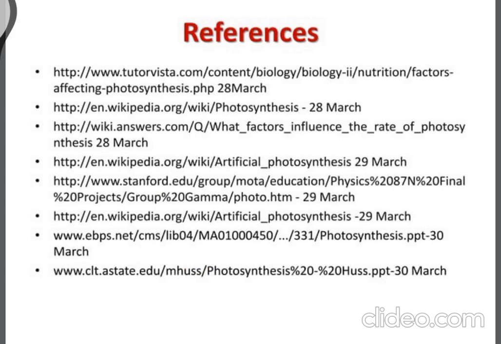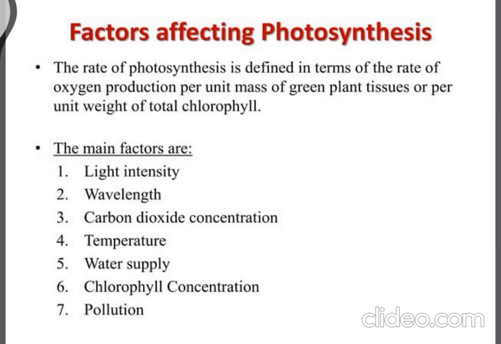The rate of photosynthesis is defined in terms of the rate of oxygen production per unit mass of green plant tissue or per unit weight of total chlorophyll. And the main factors are light intensity, wavelength, carbon dioxide concentration, temperature, water supply, chlorophyll concentration, and pollution.